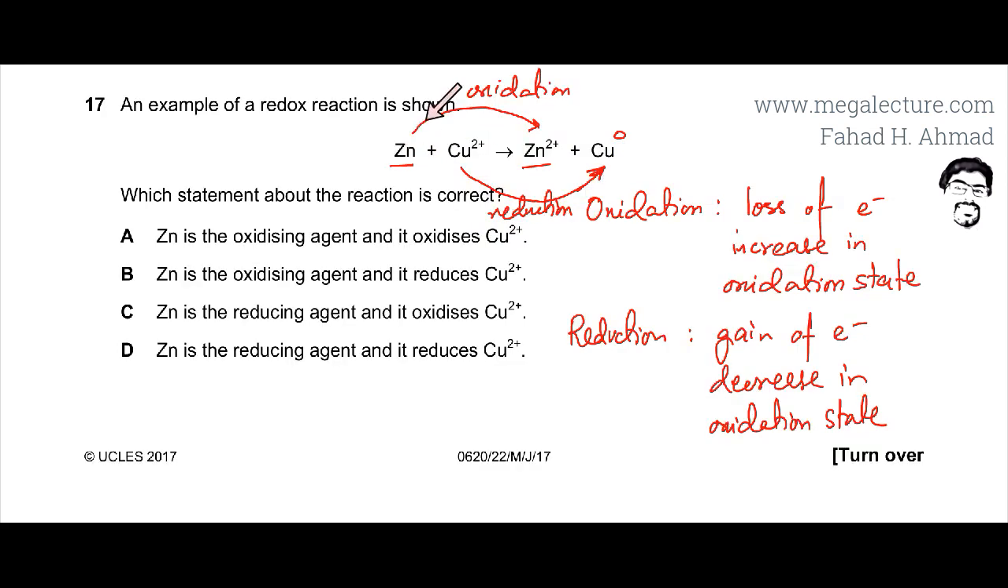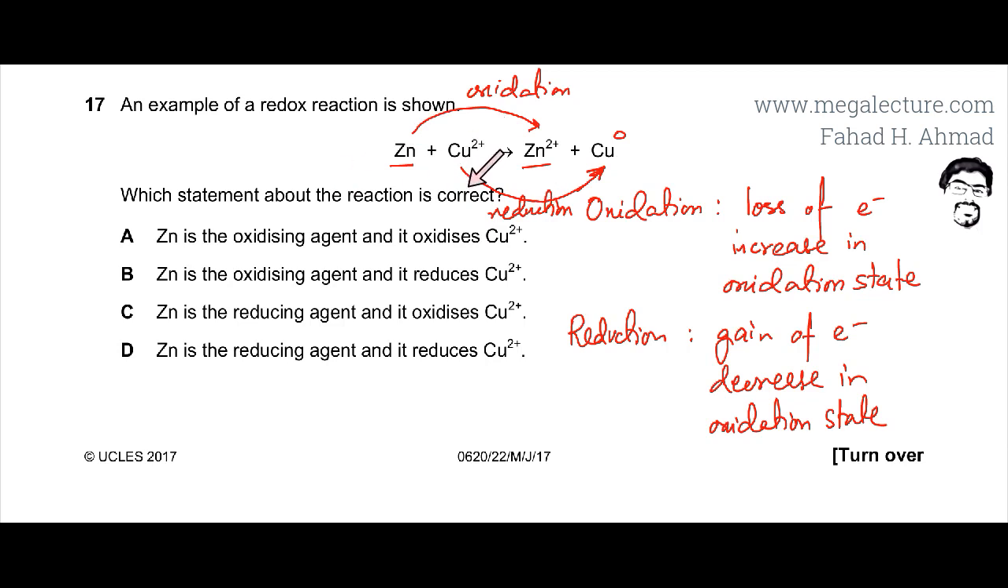Now the species that is getting oxidized is the reducing agent, because it is causing the other substance to get reduced. So it's the opposite. If zinc is getting oxidized, it's losing electrons, it's making copper 2 plus gain electrons, so copper 2 plus is getting reduced. So the substance that is getting oxidized would be called the reducing agent, whereas copper 2 plus, which is getting reduced, would be called the oxidizing agent.